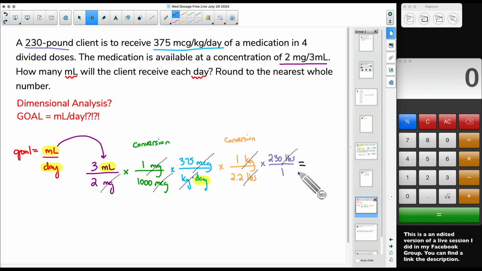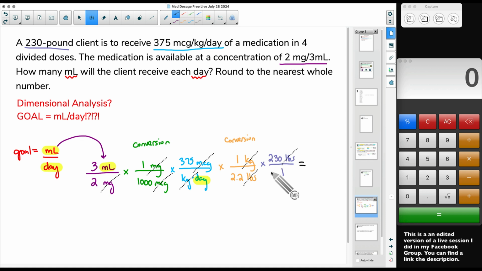I'm putting an equals down. Why have we met our goal? We started off with milliliters. Every time, start off with that top word. And we needed day at the bottom. And we got day at the bottom right there, but we still had to work on getting rid of the kilograms, getting rid of the pounds.